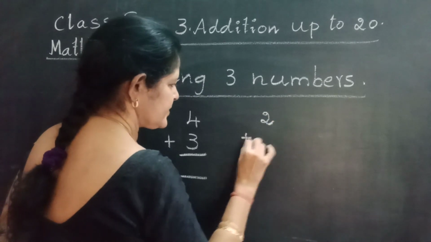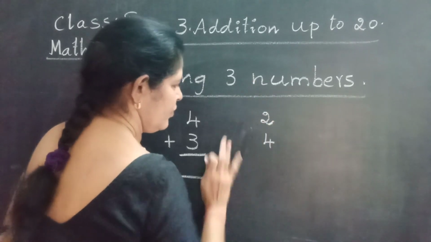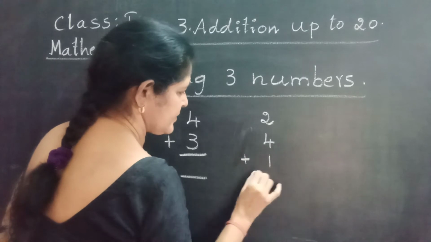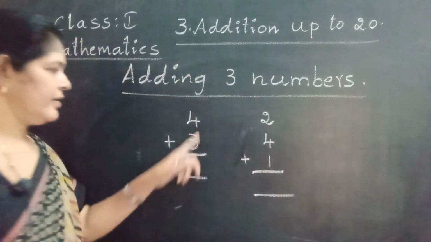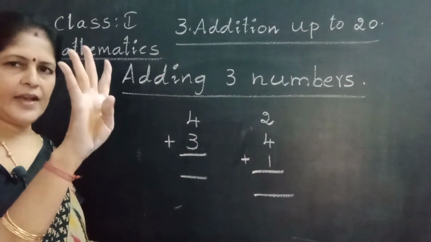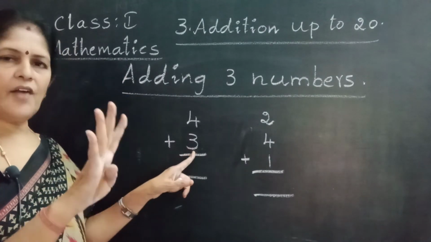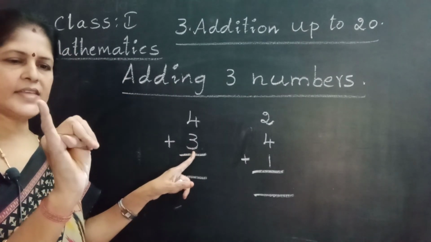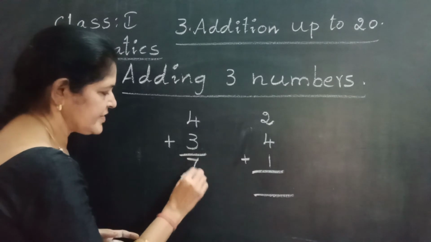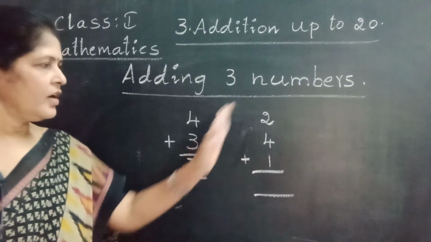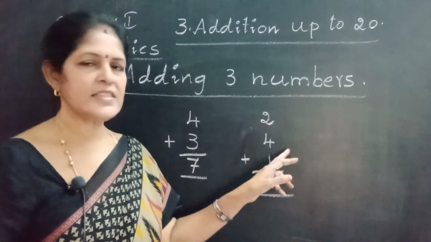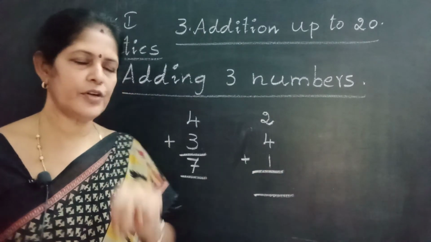2 plus 4 plus 1. 3 numbers. Come on. 4 plus 3. Take 4 fingers. 3 after. 4, 5, 6, 7. Write 7 over addition. Now come to here. 3 numbers means we are going to add 2 times.